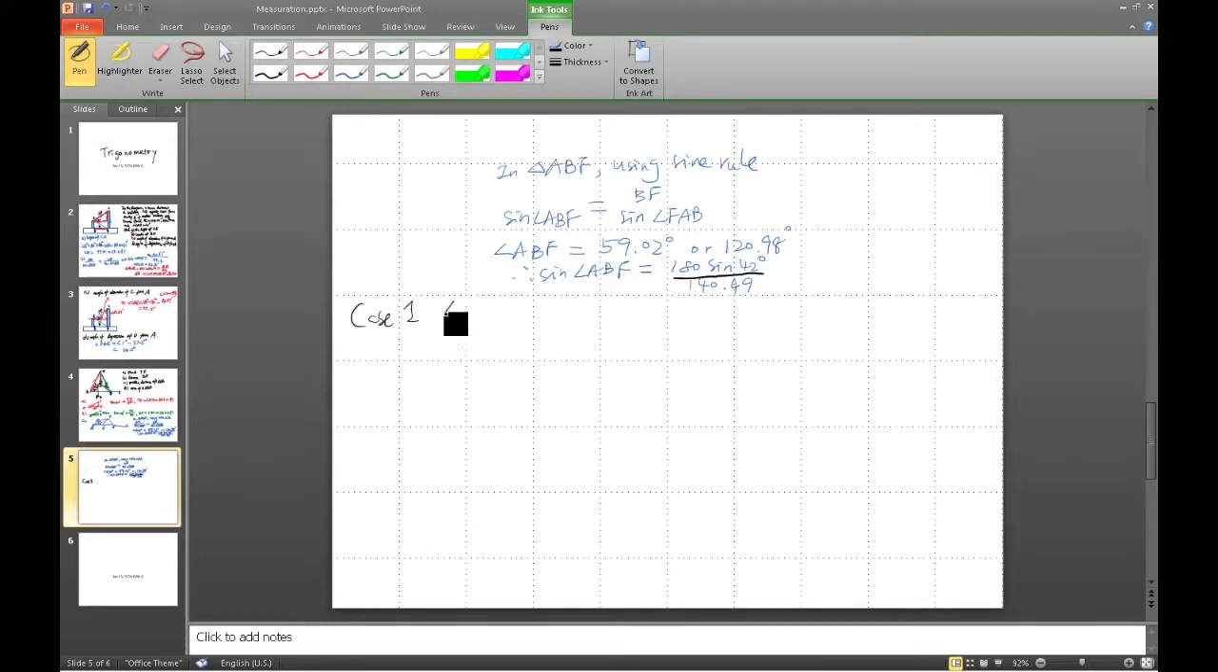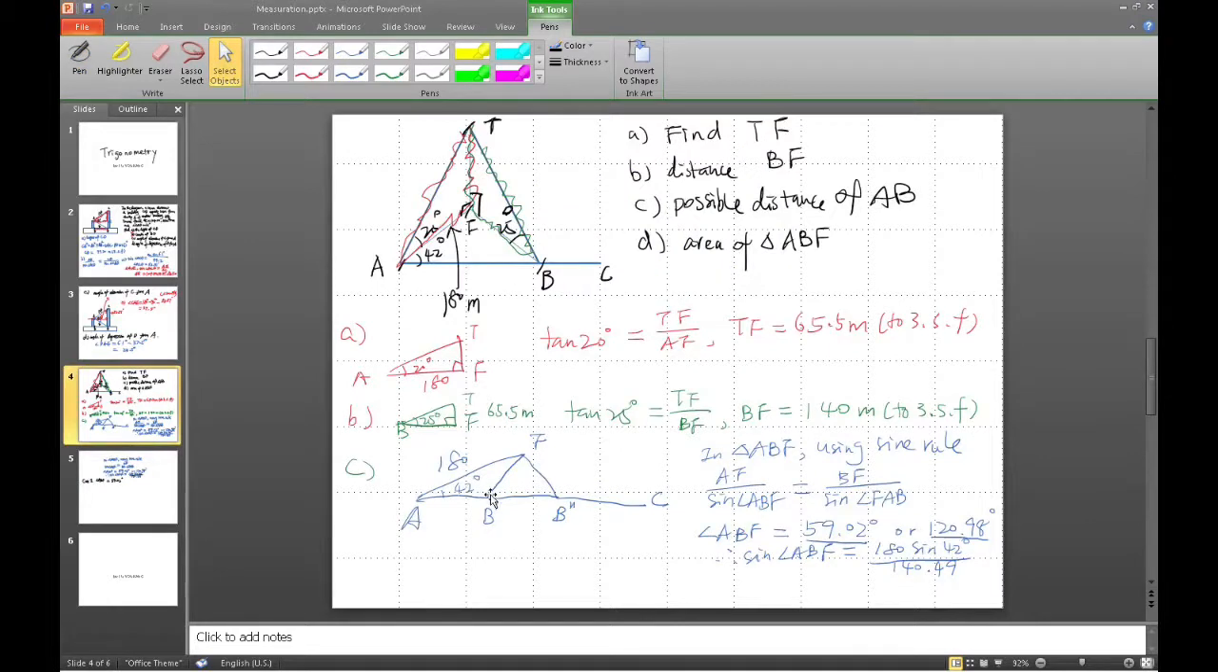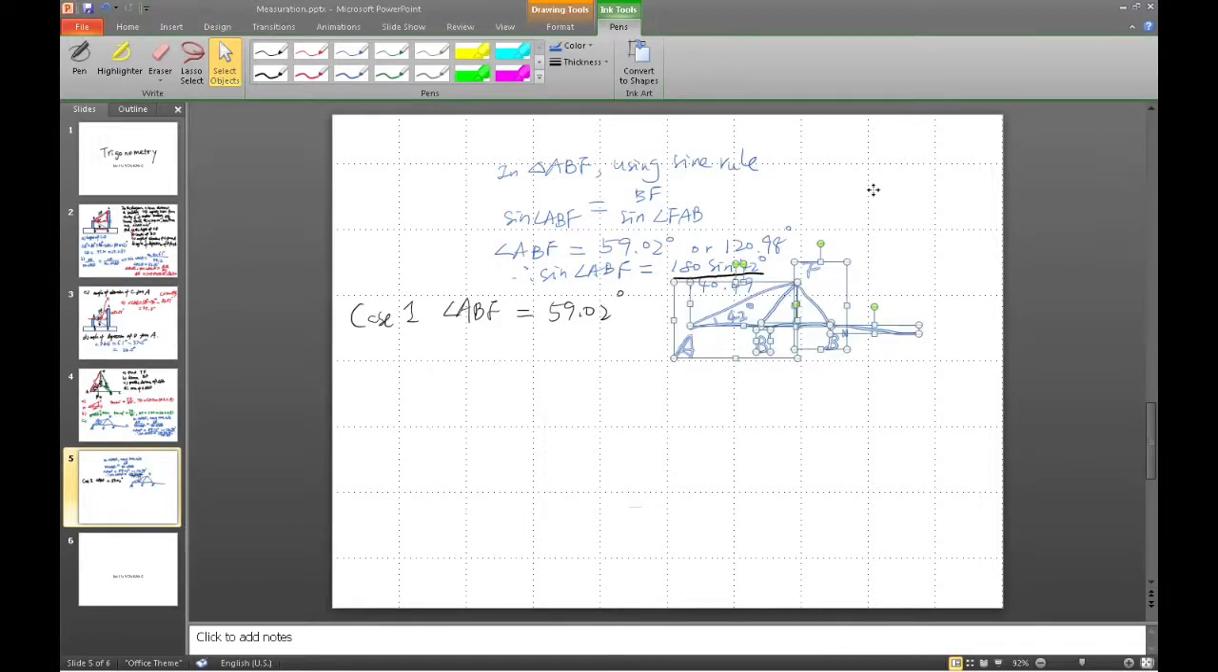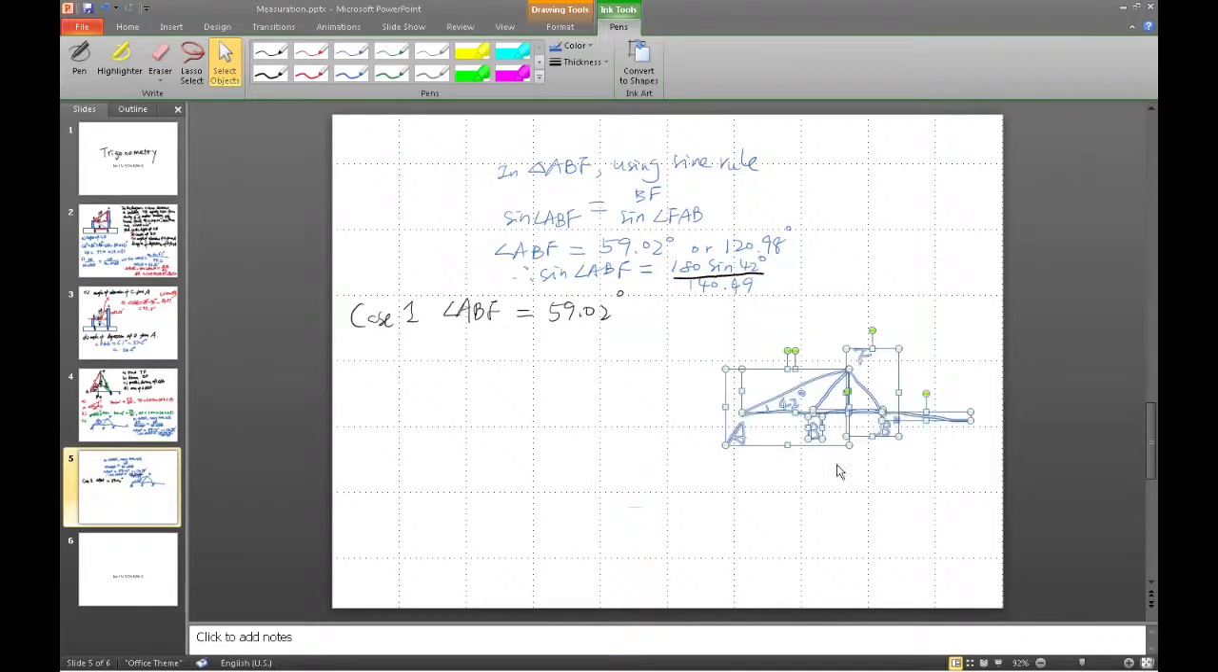Okay, case 1. Case 1 is when angle ABF equals to 59.02 degrees. And I hope you still remember the diagram. If you don't, never mind, I'm going to copy this diagram over. Once again, you see the convenience of technology here. Let me move this diagram to a good position. Okay, so we can start now.